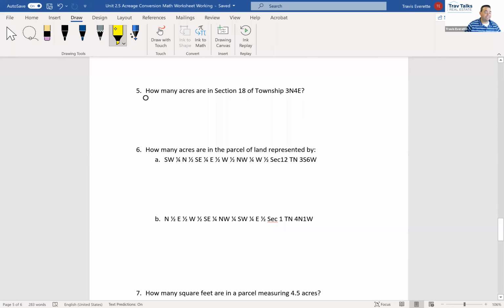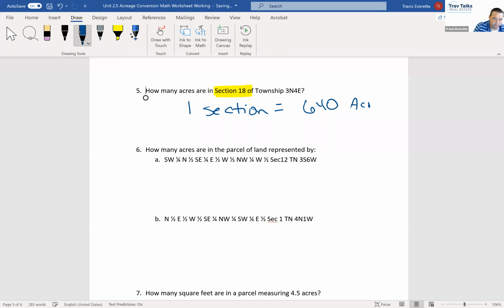How many acres are in section 18 of Township 3 North, 4 East? Well, this is an easy question. And the reason it's an easy question is section 18 is the same as section 1 or section 3 or section 32 or section 5. Every section in the government rectangular survey is going to be equal to the same number. One section equals 640 acres. So section 18 is just like any other section. That means section 18 is 640 acres.